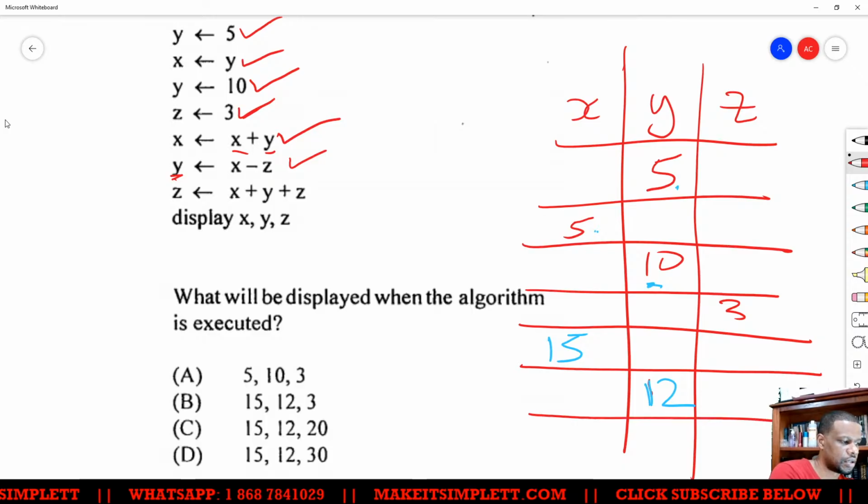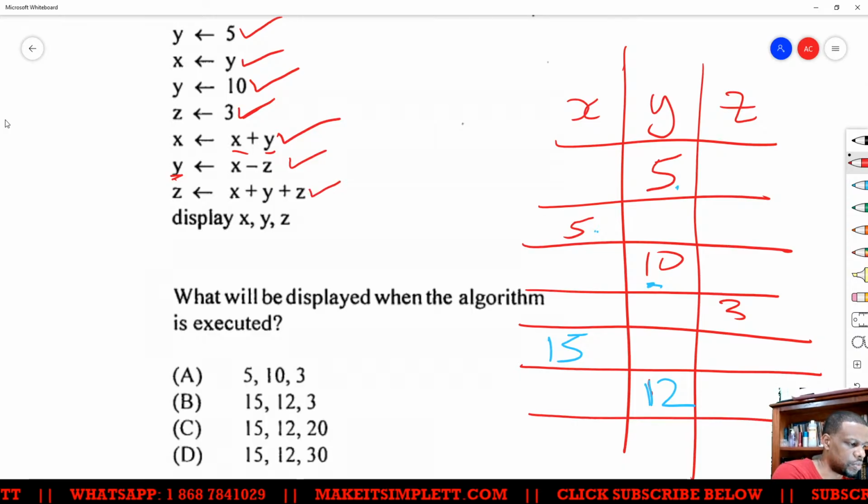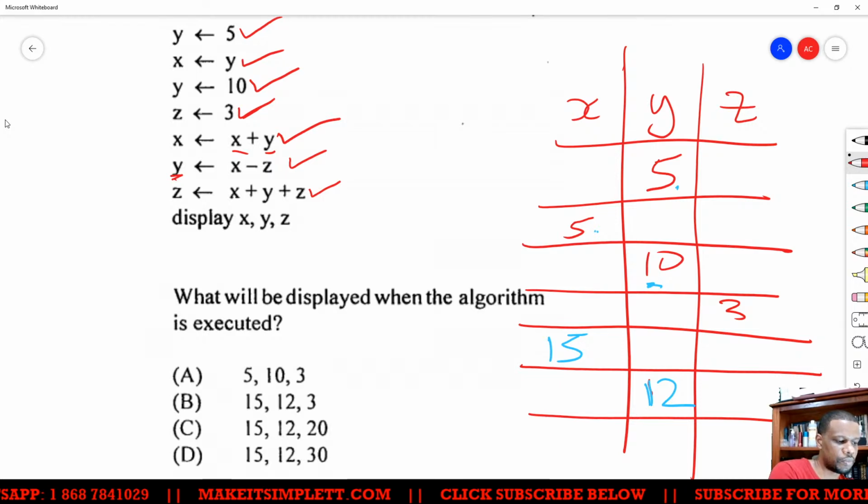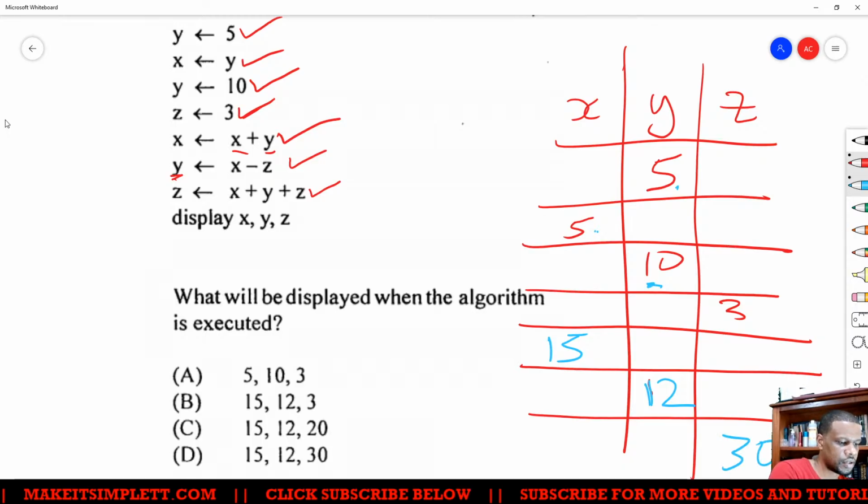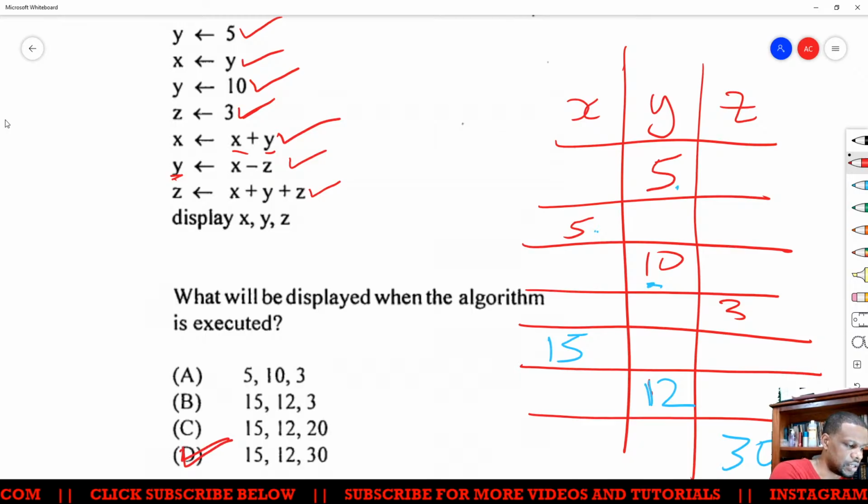And then my last line now is going to be add x plus y plus z, which is the last three values, which is 15 plus 12 plus 3, and put that inside z. Z becomes 30. So my last three numbers will be 15, 12, and 30. That's how I get the answer as D.